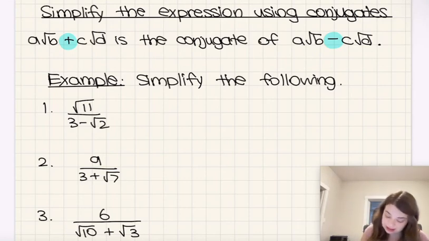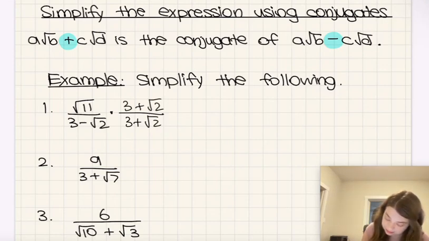Okay, so what we're going to do is we're going to multiply numerator and denominator by the conjugate. So in this case here, the conjugate of the denominator is 3 plus root 2. And then we're going to, of course, multiply the numerator by the same thing. Now, something else to keep in mind is we must use the distributive property in our next step. So root 11 needs to be multiplied by 3 and also by root 2. So we're going to have 3 root 11 plus root 22.